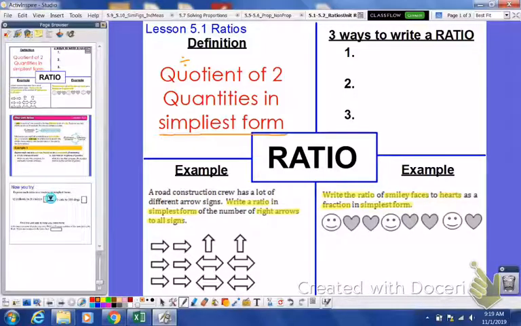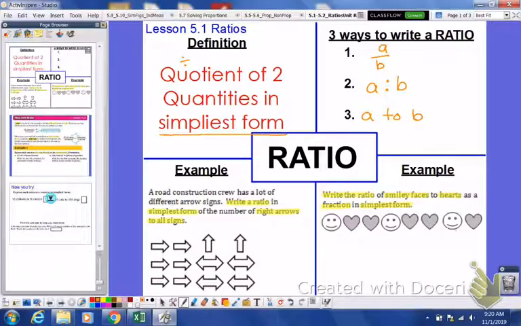So we have 3 different ways that we could write a ratio. The first way would be to write it as a fraction, where we have a number A divided by a number B. The second way is using our colon, so A colon B, again comparing our number A to our number B. And then the last way is verbally, where we would actually write A to B. Again, comparing our number A to our number B.